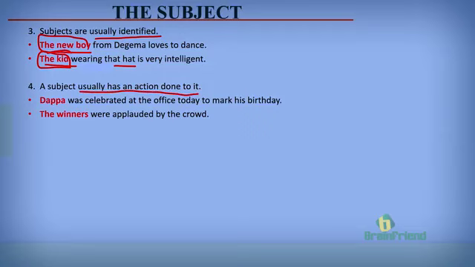For example, Dapa was celebrated at the office today to mark his birthday. What action was done to Dapa? He was celebrated. And then we have, the winners were applauded by the crowd. What action was done to the winners? They were applauded. So these are ways in which we can identify subjects in sentences.